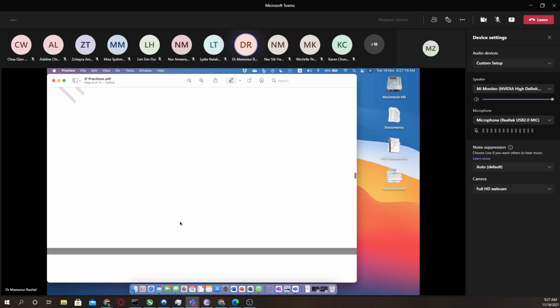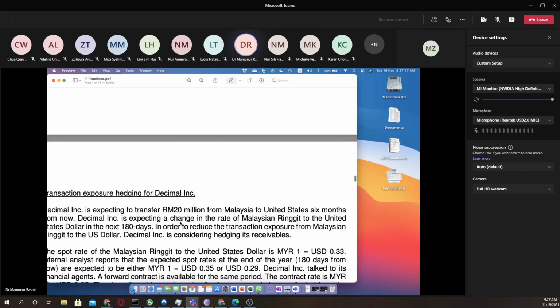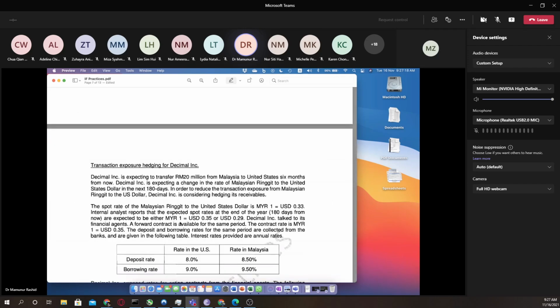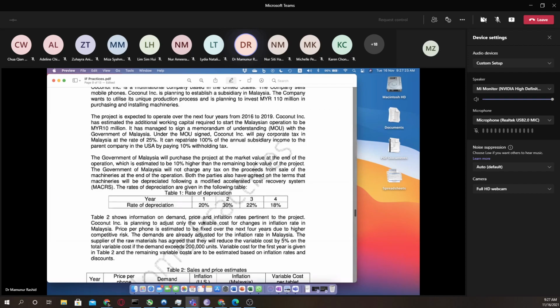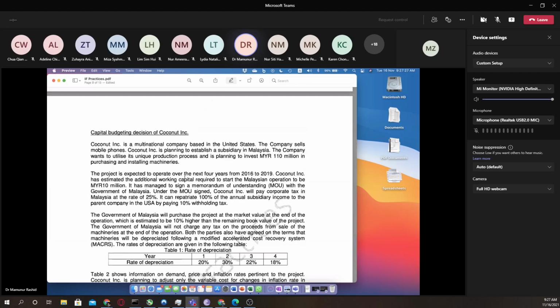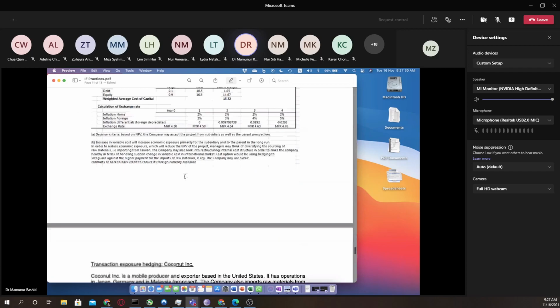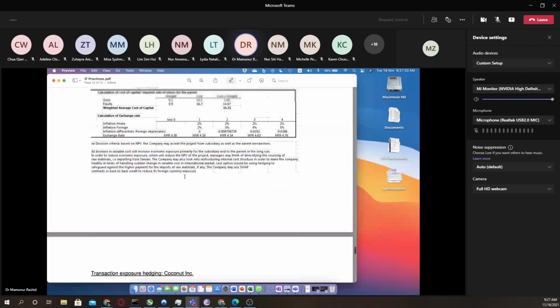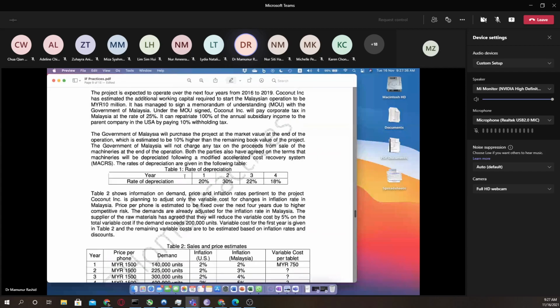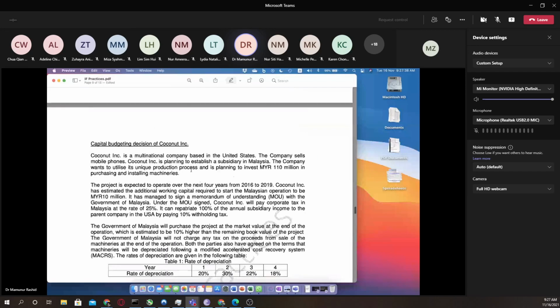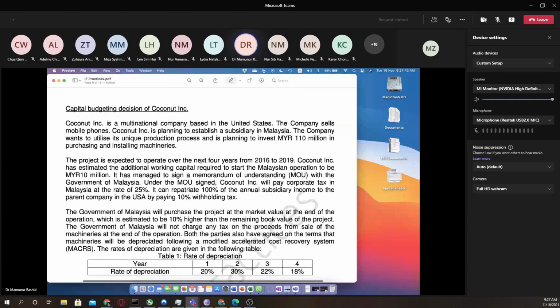Let me check any other information available from now. These are the two examples given, I think. Oh no, another one is given on Coconut Incorporation. Let me check, is there any other? No. Okay, let's do Coconut, the capital budgeting one. Then we will move to the break and come back for the transaction exposure.